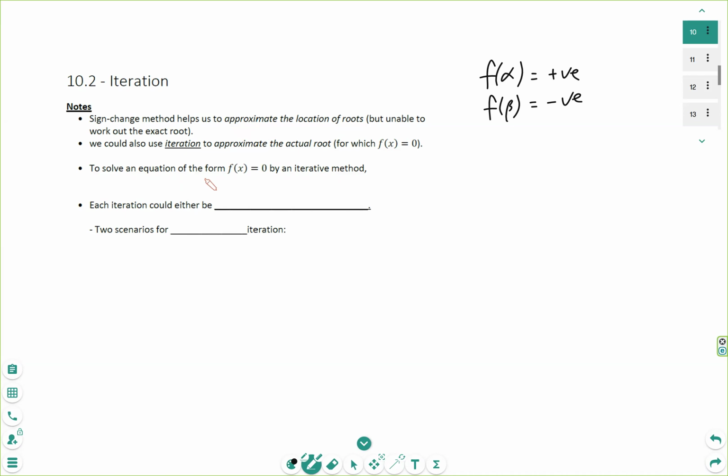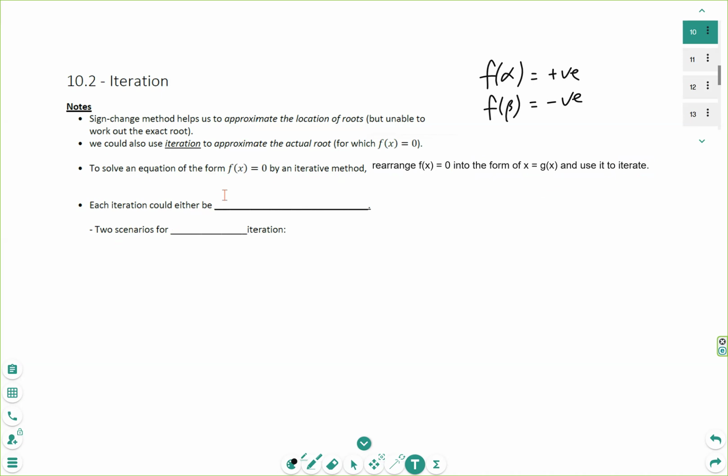So to solve an equation of the form f of x equals 0, we should rearrange f of x equals 0 into the form x equals g of x and use it to iterate. I'll show you what it means in practical terms.